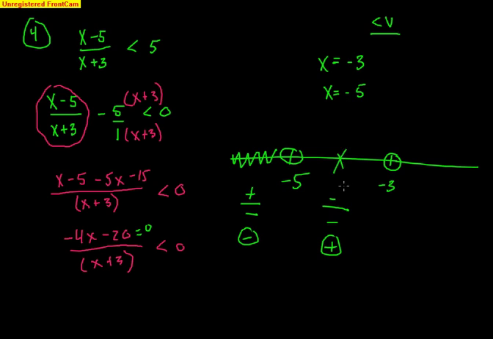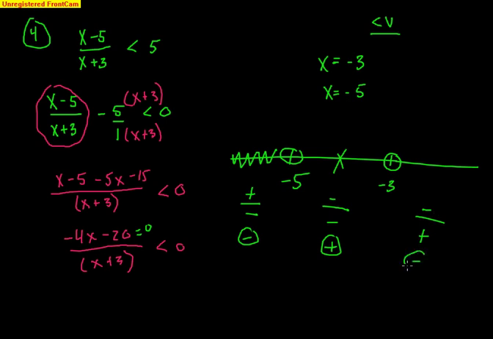Choose any number larger than negative 3. I mean, make it easy on yourself, guys. 3,000. I mean, seriously. Negative 4 times 3,000 is negative 12,000. Minus 20 is going to be a negative. 3,000 plus 3 is a positive, so a negative and a positive do make a negative.